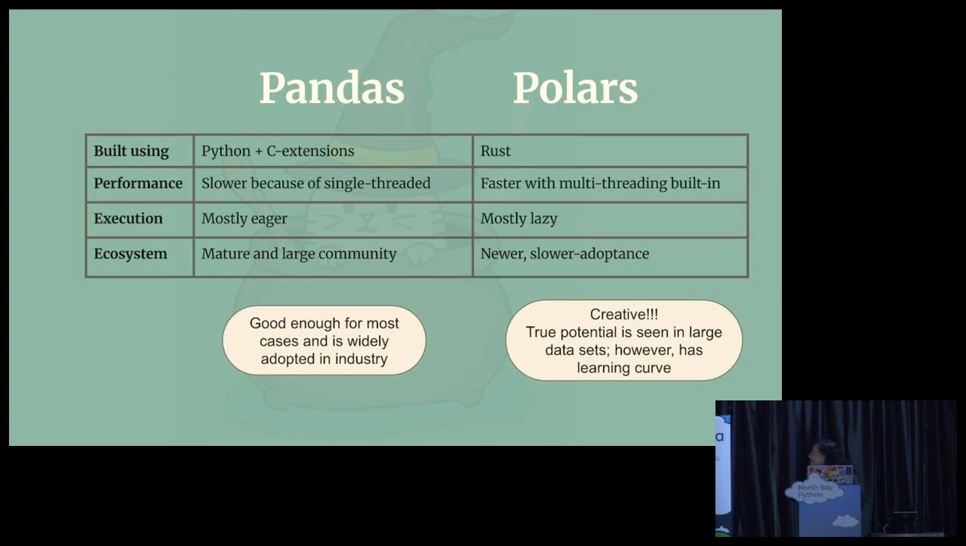But this is my opinion. I feel like Pandas is good enough for most cases and is widely adopted in the industry. It's more mature, the APIs are more stable, and I personally prefer Pandas. Whereas I do have opinions about Polars.